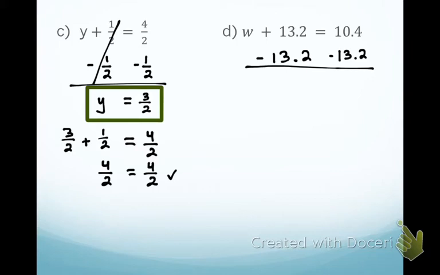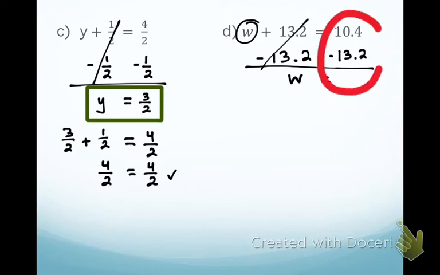All right, I'm going to drop down my equal sign. Brandon, what happens to this? Positive 13.2 and negative 13.2. You're right. They cancel out. That equals a 0, and I am left only with this W on the left side. Now we need to focus on the right side. 10.4 minus 13.2.